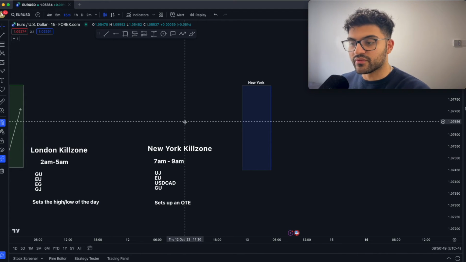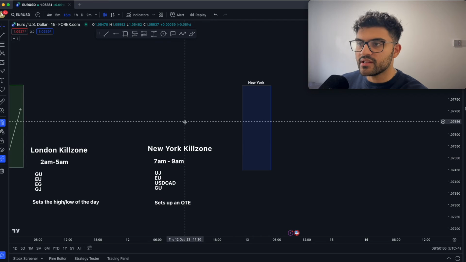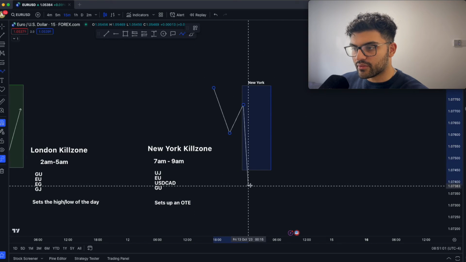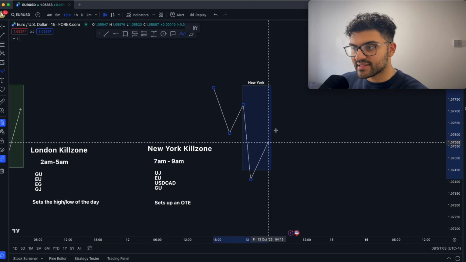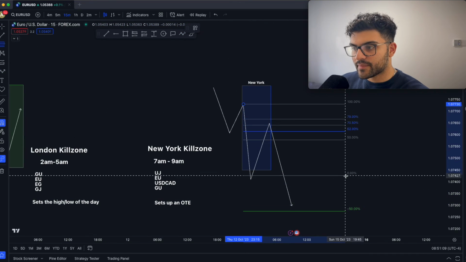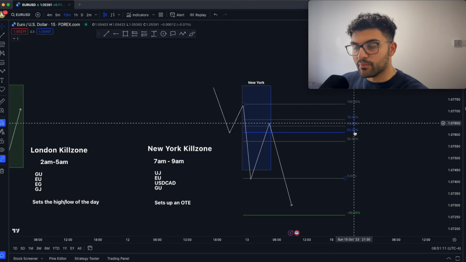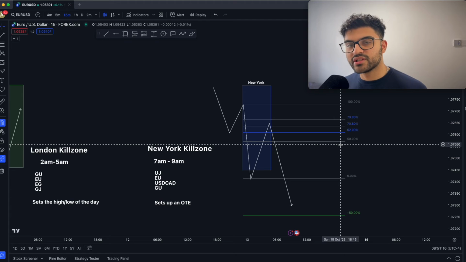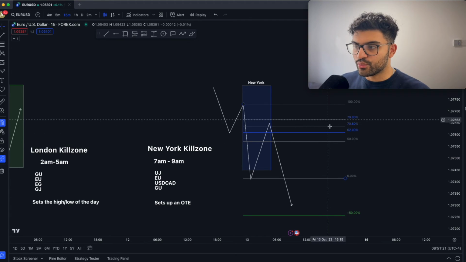Also, another characteristic of the New York session or the New York Killzone is it sets up an OTE. Now, what is an OTE? An OTE is a retracement which happens during the session. Let's say we have a move down. This is the OTE. It retraces and goes down again. And the retracement is these key levels. So mark this out on your Fibonacci tool. These 3 levels are the ones you need to be monitoring. You'll see many times that in the New York Killzone, we retrace to one of these levels.